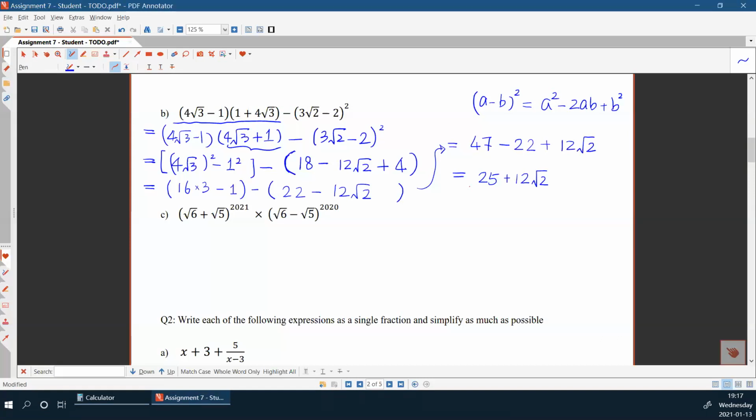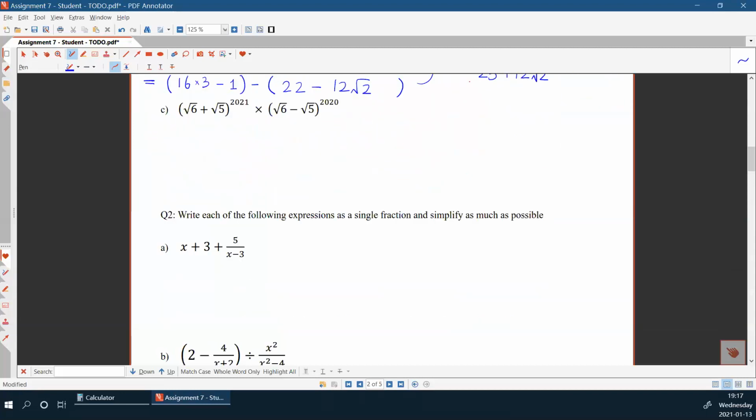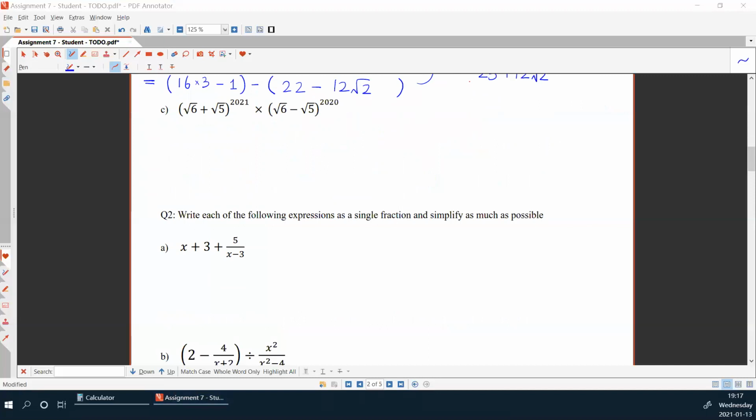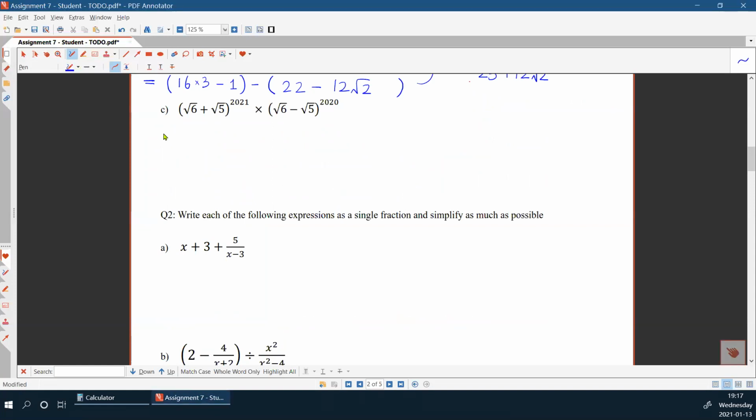Okay, next part, question C. Question C here won't be a problem for you now because both of you have done this correctly. Basically, if we have two numbers, a to the mth power times b to the mth power, the result is a times b in brackets to the mth power, right? So this is the rule we're going to use in this question.